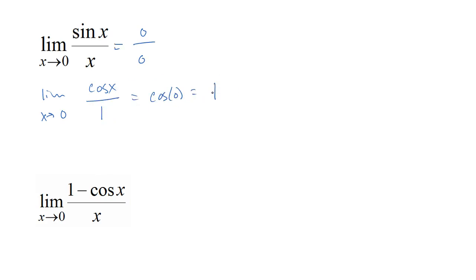The thing to remember here, and I mentioned this earlier, is that I am not saying that 0 divided by 0 is equal to 1. 0 divided by 0 is telling you that it's indeterminate. Find something else that you can do.